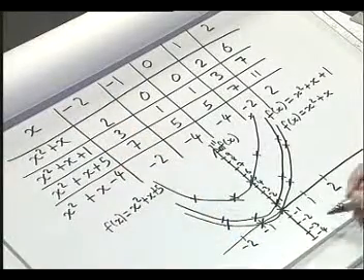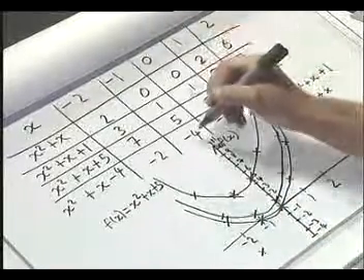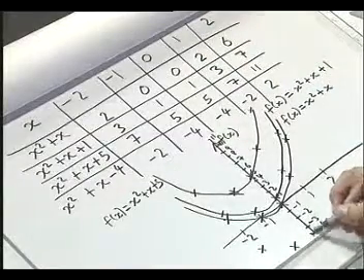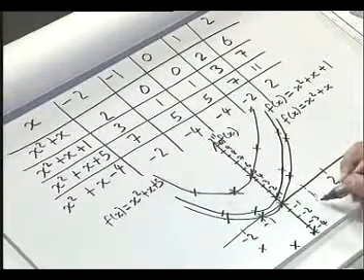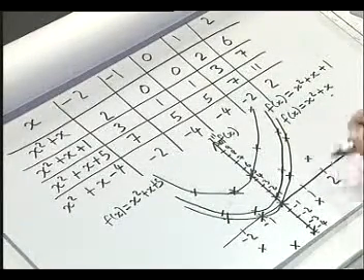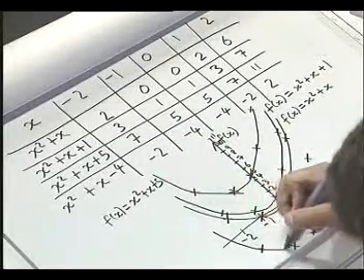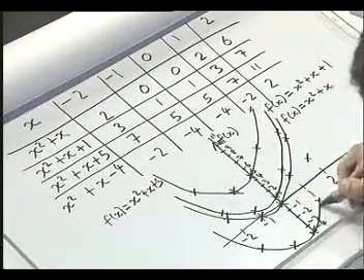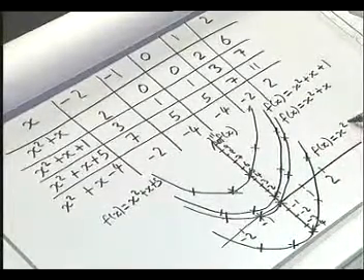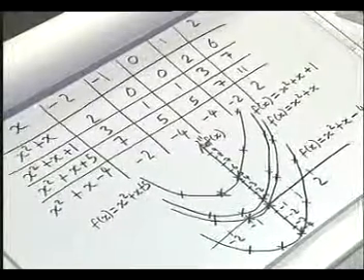So finally, we'll look at the function f of x equals x squared plus x minus 4. So we've got minus 2 and minus 2, minus 1, minus 4, 0 and minus 4, 1 and minus 2, 2 and 2. And once again, we can draw a smooth curve through these points. And this is f of x equals x squared plus x minus 4.